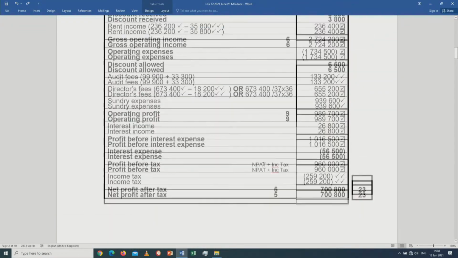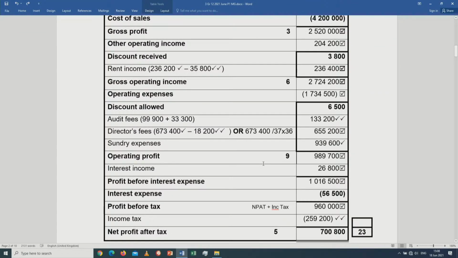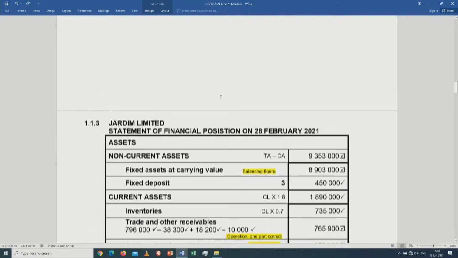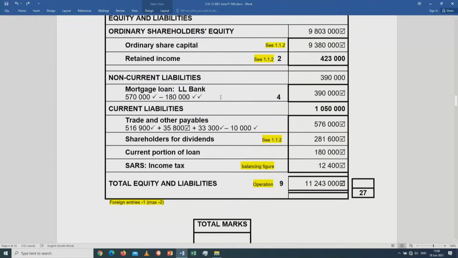Remember, colleagues, the income statement and the balance sheet was the same question. So it means we need to go back and check the rent income figure, the 35,800, that represent income received in advance. And income received in advance is part of trade and other payables. So this figure might not be the same as on the memo, which is 35,800, but it must be the same figure as the one that the learner subtracted from the rent income. If that is the case, a learner will earn that method mark.